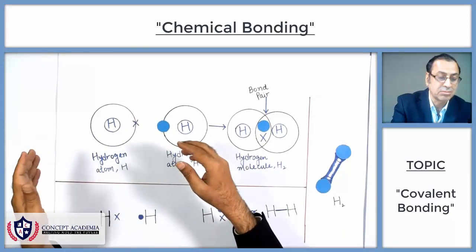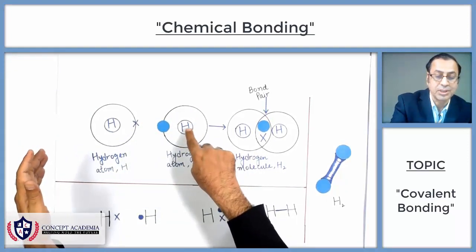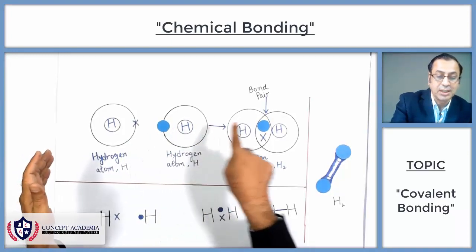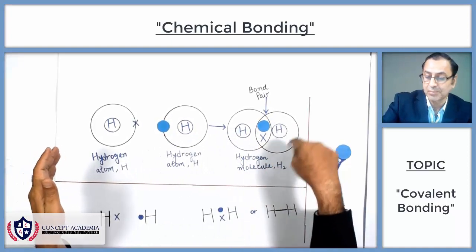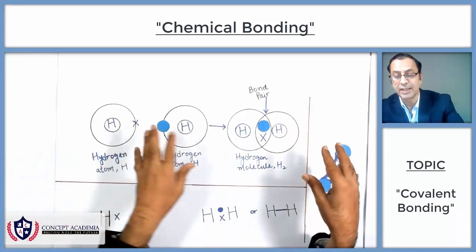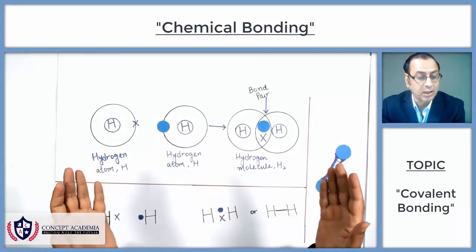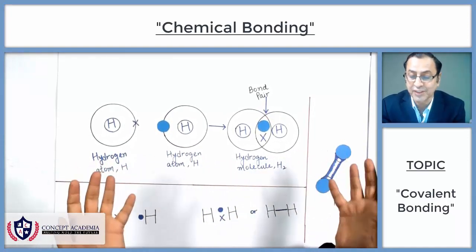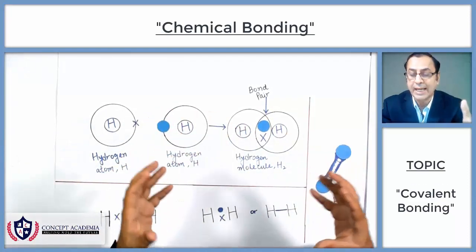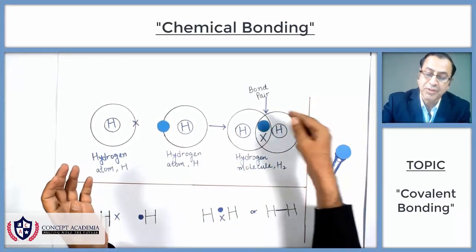Hydrogen belongs to group 1, and it has 1 electron. The second hydrogen also has 1 electron. So 1 electron is shared, and this is the common region between the 2 atoms. The 2 electrons will come in the common region, and there is a mutual sharing of electrons. Each atom will contribute 1 electron for the sharing, and that is the mutual sharing of electrons between the 2 hydrogens. That means this pair of electrons will be counted for both of the hydrogens.